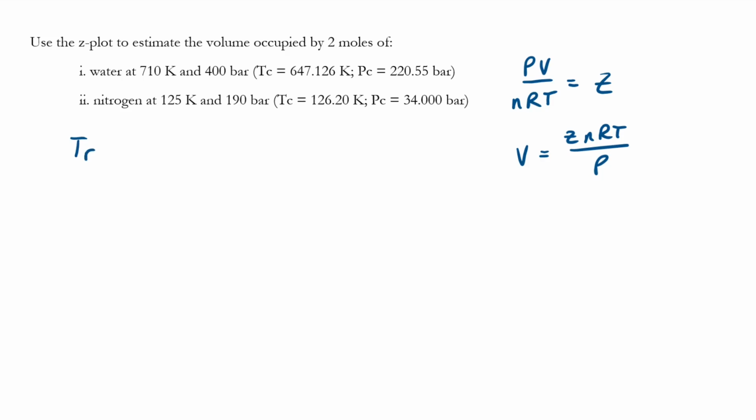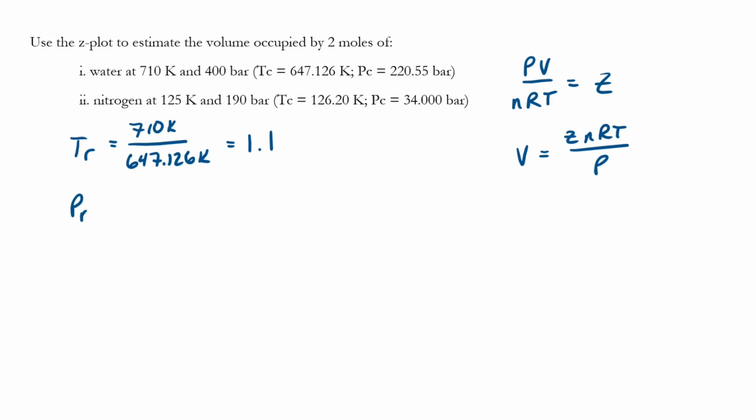The reduced temperature is going to be the temperature that it's at, 710 Kelvin, divided by its critical temperature, which is 647.126 Kelvin, which gives us a value around 1.1.